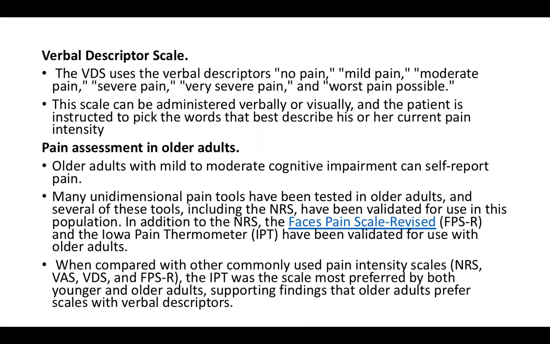But sometimes, with older adults, it is very difficult for us to assess their pain. In older adults, those with mild to moderate impairment are not very comfortable giving a self-report of pain. So many unidimensional pain tools have been tested in older adults, such as the face pain scale or Iowa pain thermometers. These have been validated and found to be useful for this.